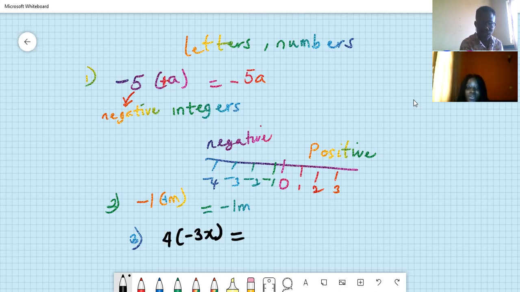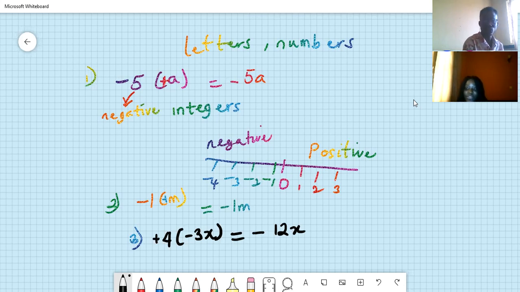So we know there is minus 12x. Good, minus 12x, because we know that there is a positive integer here, right? So plus times minus is minus, 4 times 3 is 12, and then x. Right? Great. So we have another minus 12x.